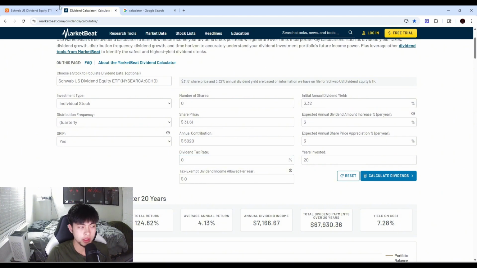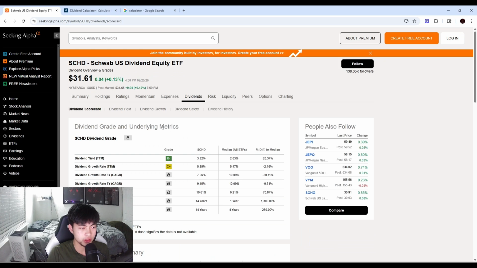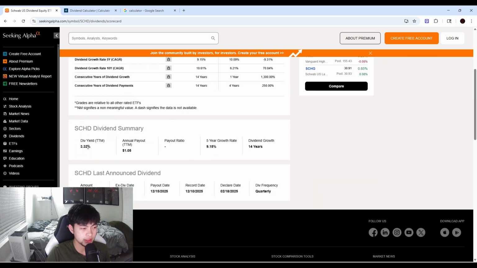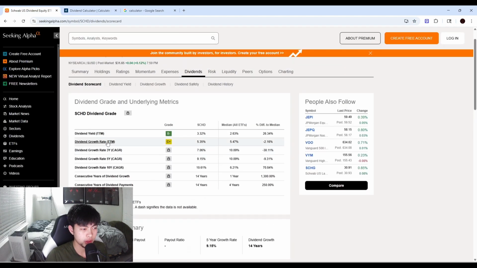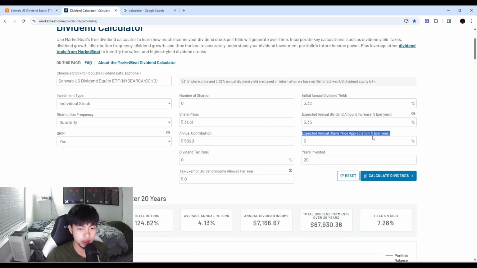Initial annual dividend yield, that's where we come back to this section right here. Scroll down a little bit and it says dividend yield right here. Expected annual dividend amount increase per year, we can find that number by scrolling up a little bit and it should be right here. Expected share appreciation, so let's say SCHD is growing about 8% per year, and put how many years you want to invest inside of SCHD. For me, I want to invest until I'm 60, so I'll put 40 right here.